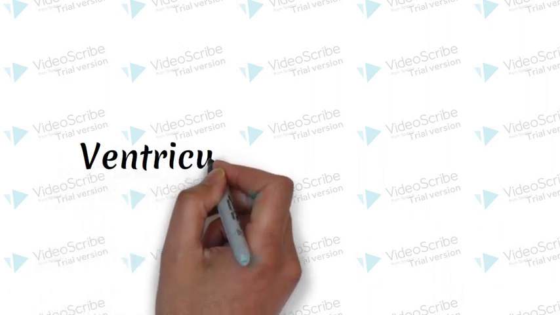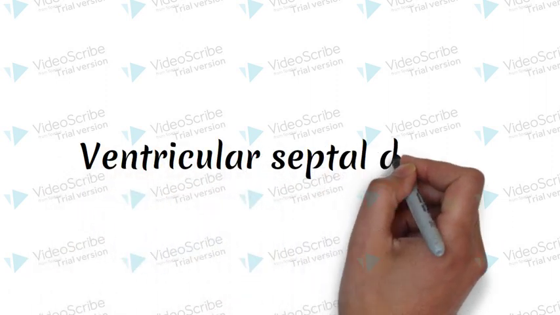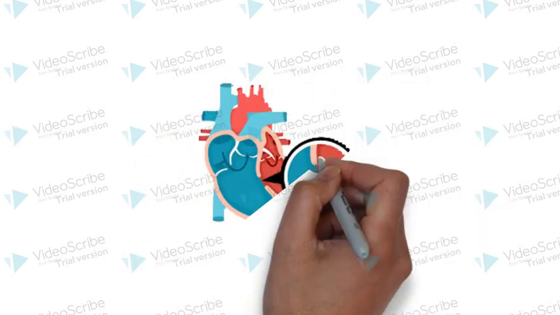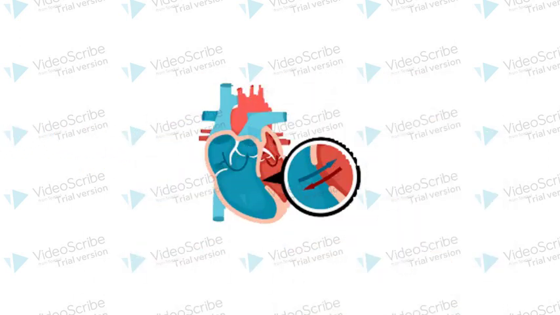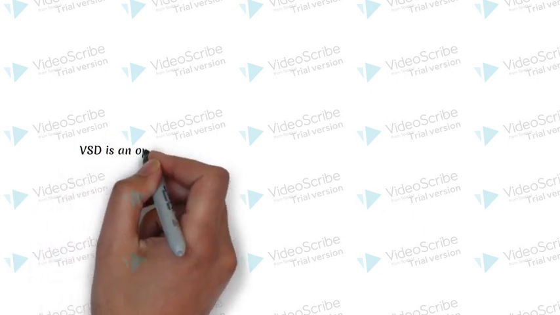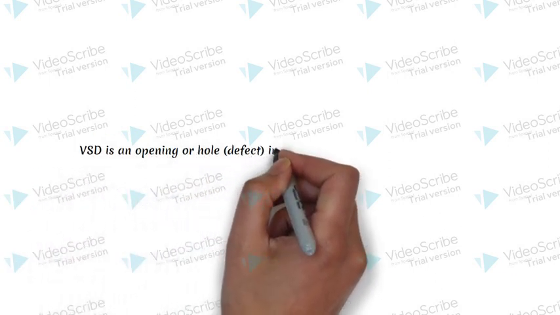Hello guys, today our topic is ventricular septal defect. You know that it is a congenital acyanotic heart defect, or we can say it is a hole between the lower heart chambers, like the right ventricle and left ventricle.